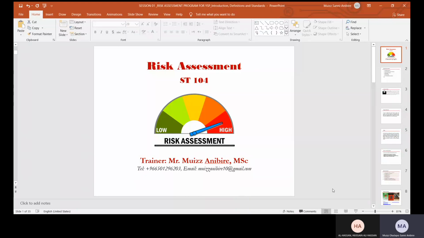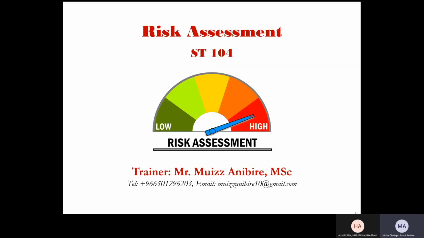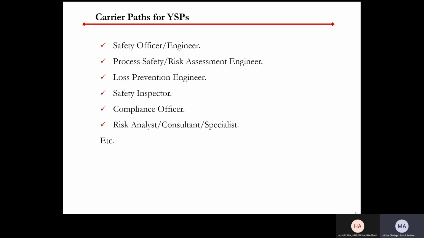So here we have, as you can see on the screen, risk assessment. This is the first class in this course, and as you will see, risk assessment is very pivotal. It's very key to most of the processes in safety. For example, you need to assess the risks that are present on the site, and try to establish controls and precautions to take care of these risks.